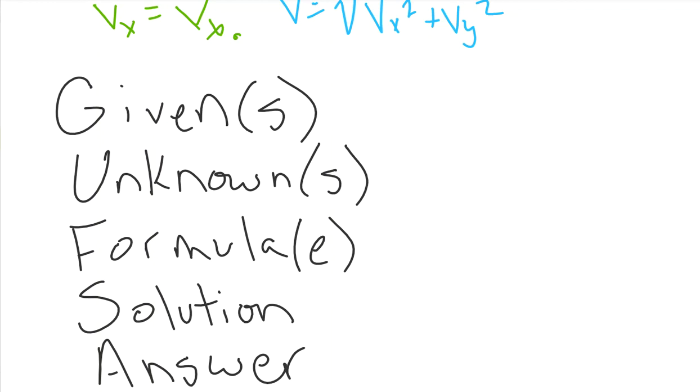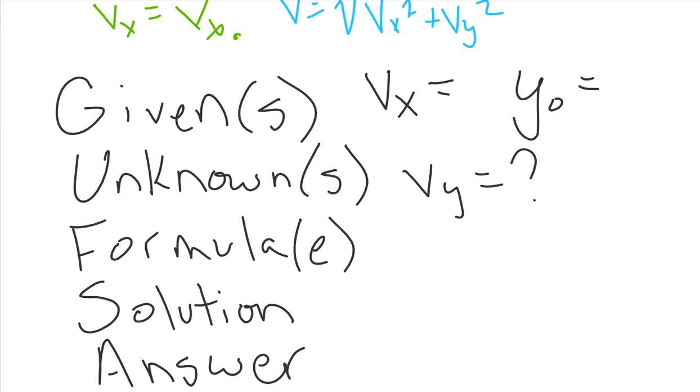When you write out what you're given, don't just write the number. Write Vx equals, or Y initial equals. It's easier then to see what fits the formulas best. When it comes to the unknown, it's very simple. If I only have one unknown, then I only need one formula. But if I have two unknowns, then I need two different formulas.